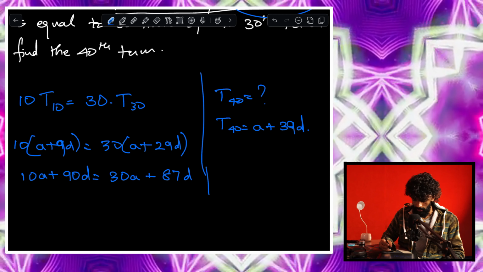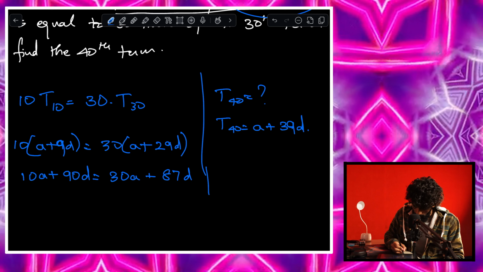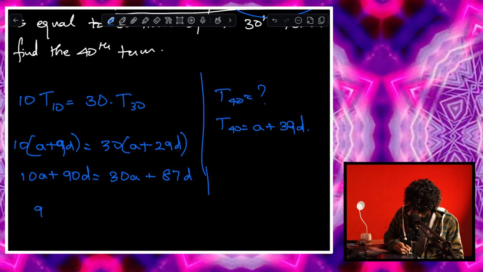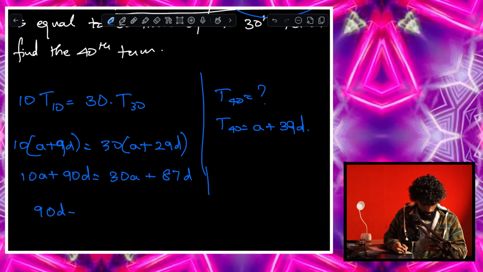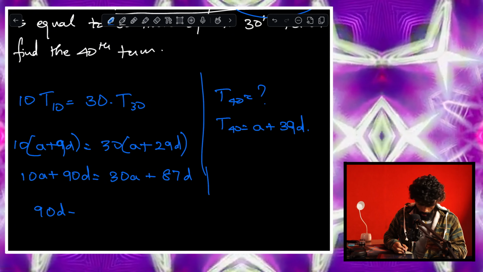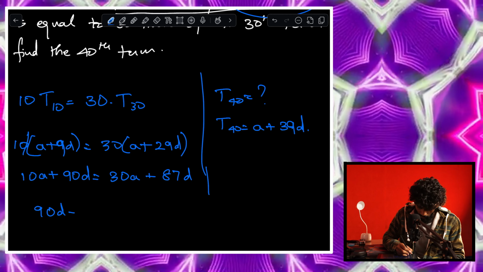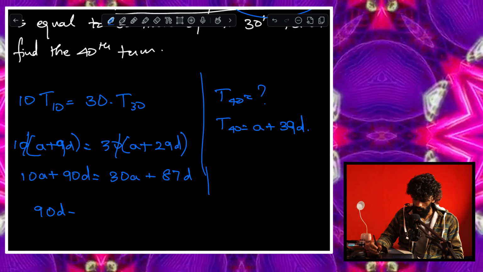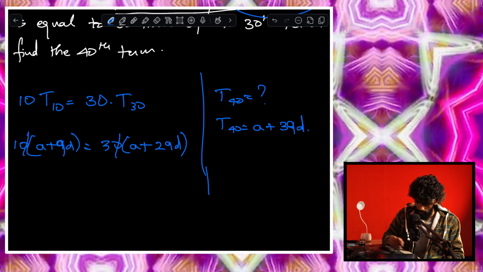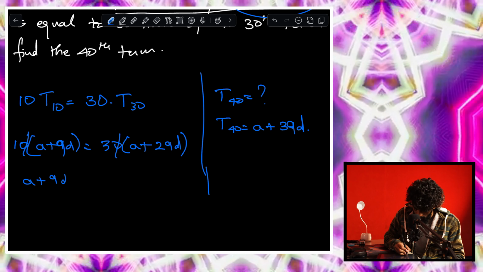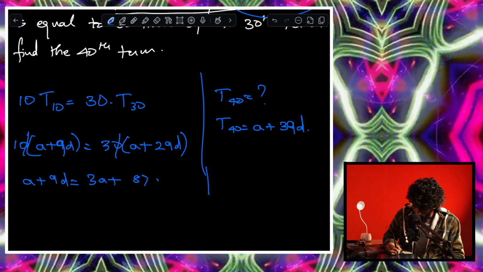This is a wonderful question because we'll bring all the A's to one side and the D's to the other side. Give me a second. I think I've made a dumb mistake here, if you can observe. Don't you think I'll be able to cancel off the 10 and the 30 directly, and you'll be able to save a lot of time there? So just cancel off the zeros. So what remains is A plus 9D equals 3 into A, which is 3A, plus 87D is my answer.